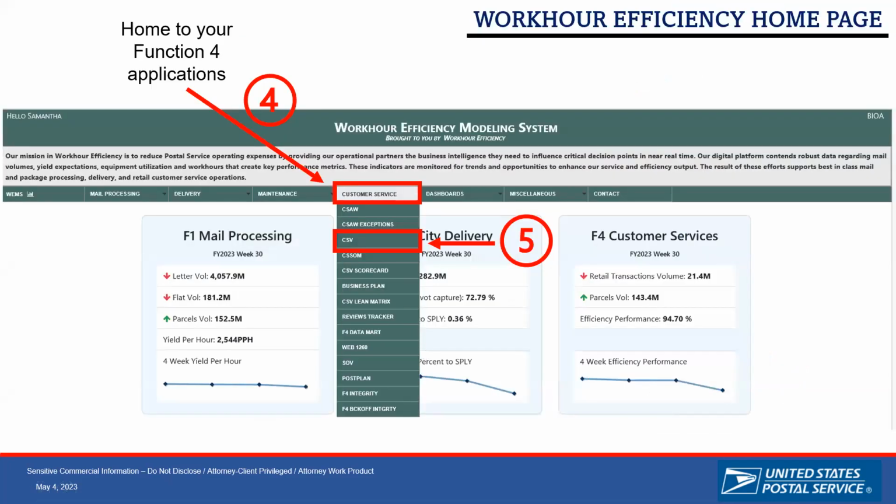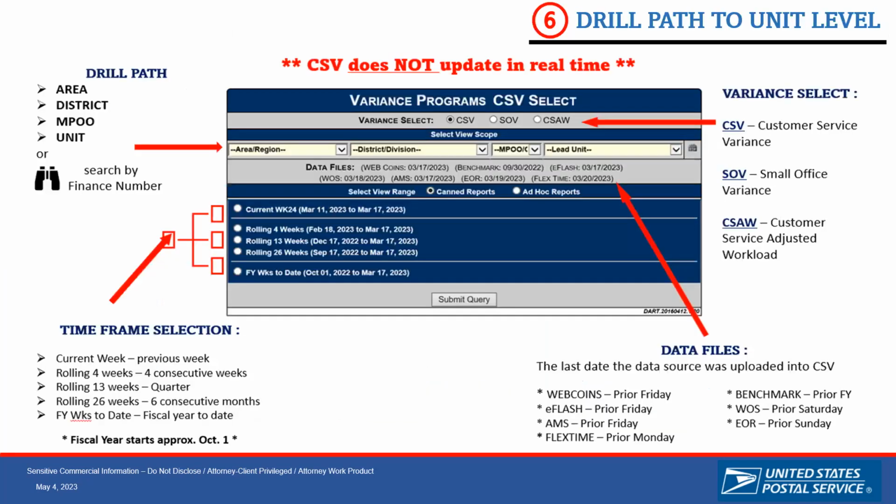Once you get to Customer Service, you can access several different applications from this screen: Seesaw, CSOM, Web 1260, your SOV, your Lean Matrix, your Seesaw Exceptions Report. But today we're going to go to CSV, and this is where you're going to drill into your unit.